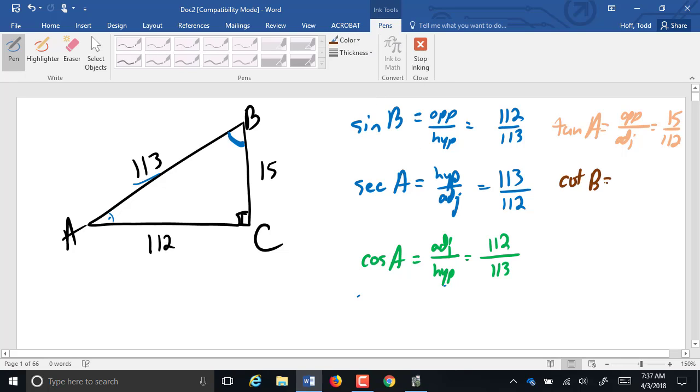Cotangent of B. You got it. 15 over 112 again. Since A and B are complements, these two angles are complements, the tangent of one has to equal the cotangent of the other.